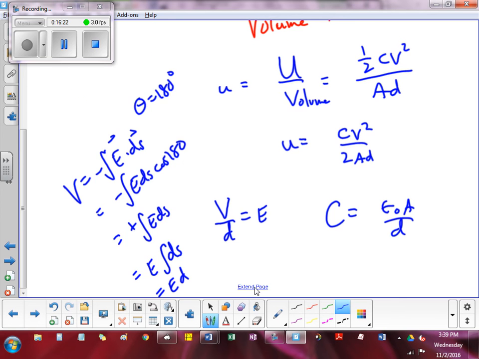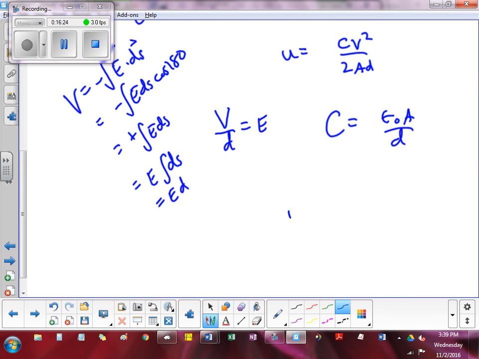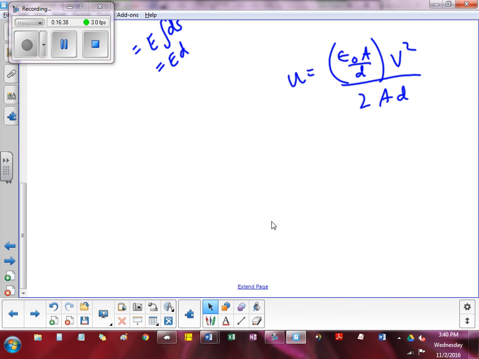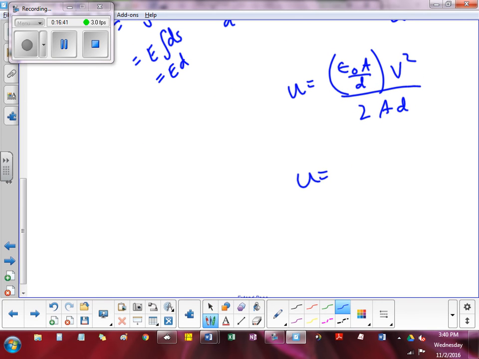All right, so you have U equals epsilon naught A over D times V squared over 2AD, right? And then now you've got a D squared on the bottom. So you have U equals epsilon naught A over 2A, and the A's cancel out. Let's draw that in red. So A's cancel out. And then you end up with a V squared and a D squared here. So you end up with energy density equals epsilon naught over 2 times V over D.